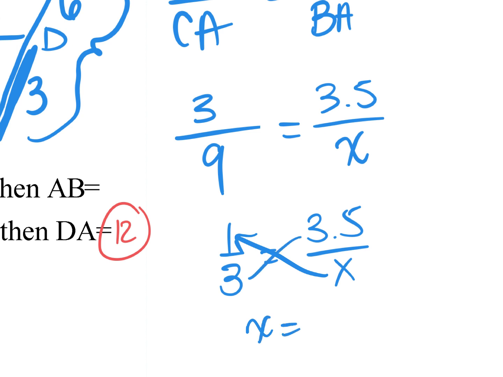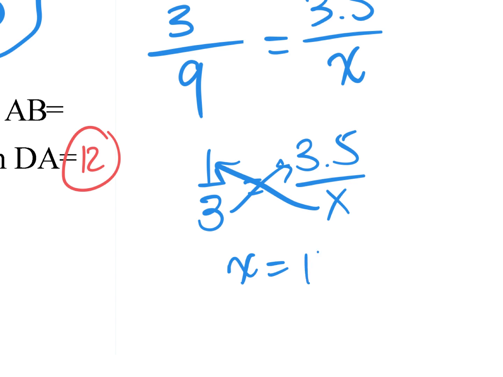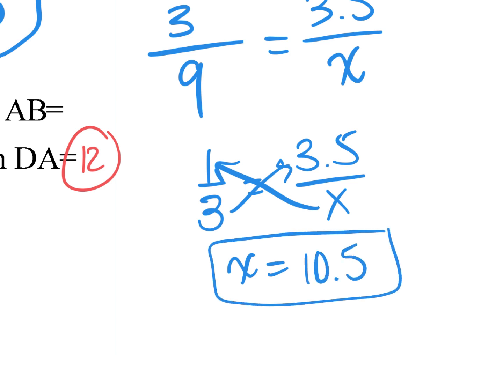And then what's 3 times 3.5? 9. I don't think so. 10.5. 10.5. And that's your answer. Okay?